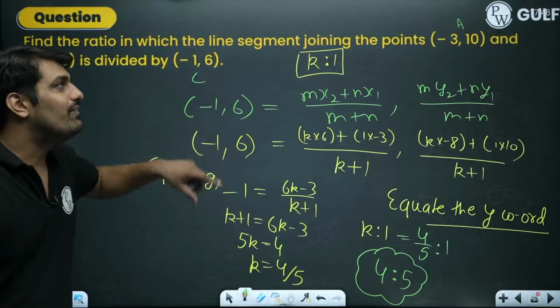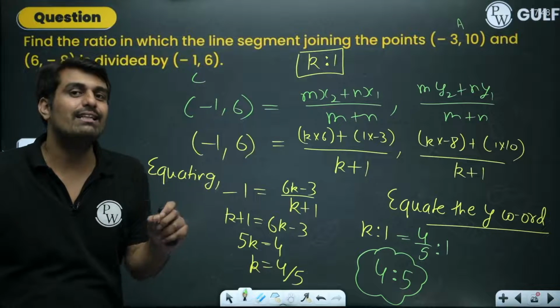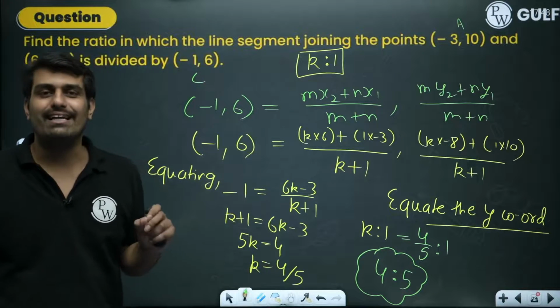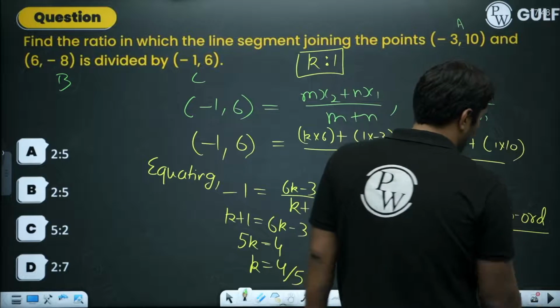So in the case, wherever we need to find the ratio, always take the ratio to be k ratio 1. This is what we have to assume. I hope you are getting the clarity over here. This is the most important thing, which you have to be very, very careful about.